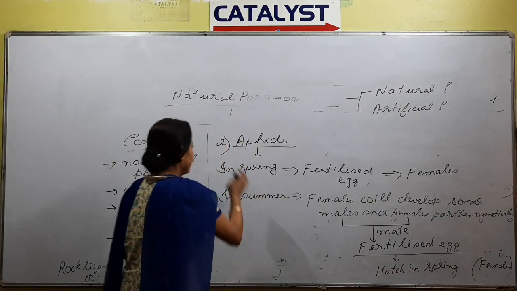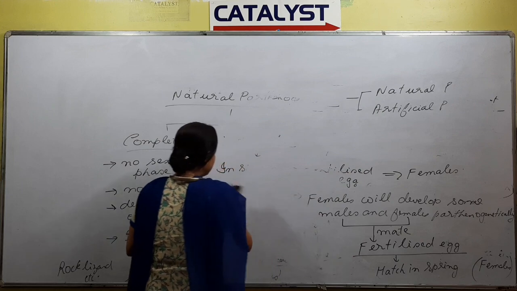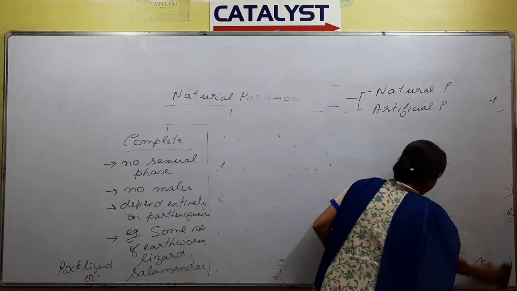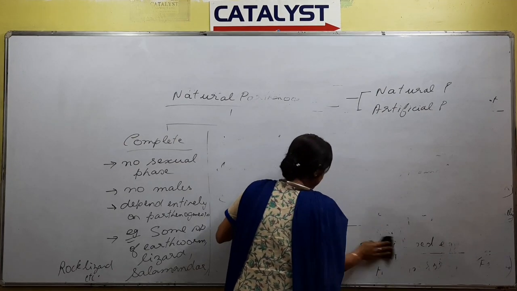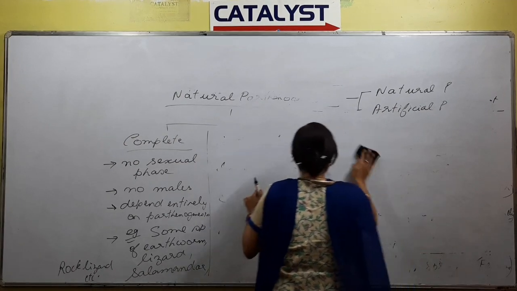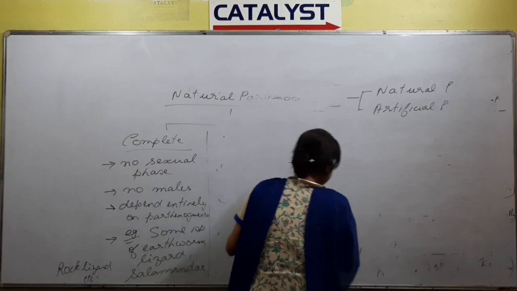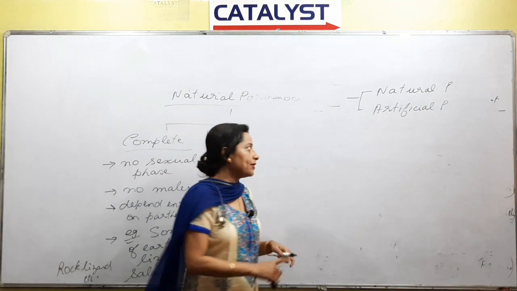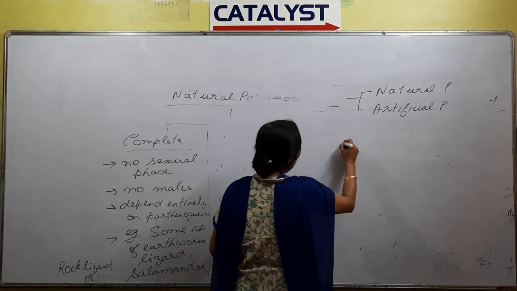Right? Some other examples could be turkey. A turkey could be another example. The next example could be wasp, etc. From the examination point of view, three examples are important: honeybee, aphids and turkey. Next, the third type is pedogenetic, no?